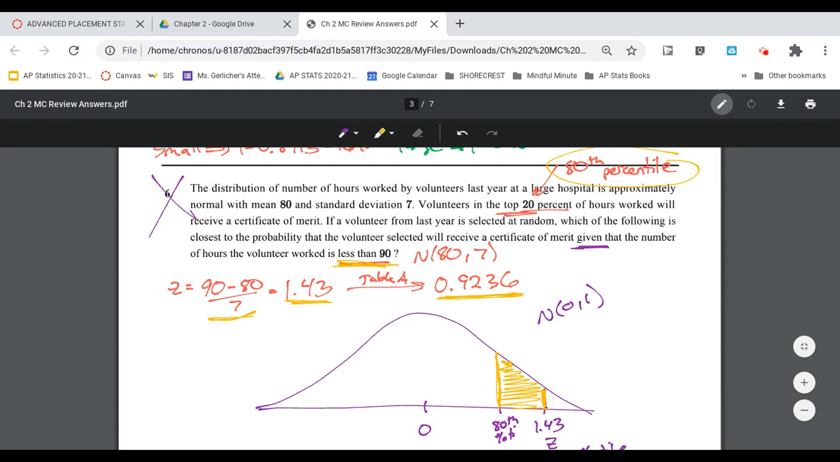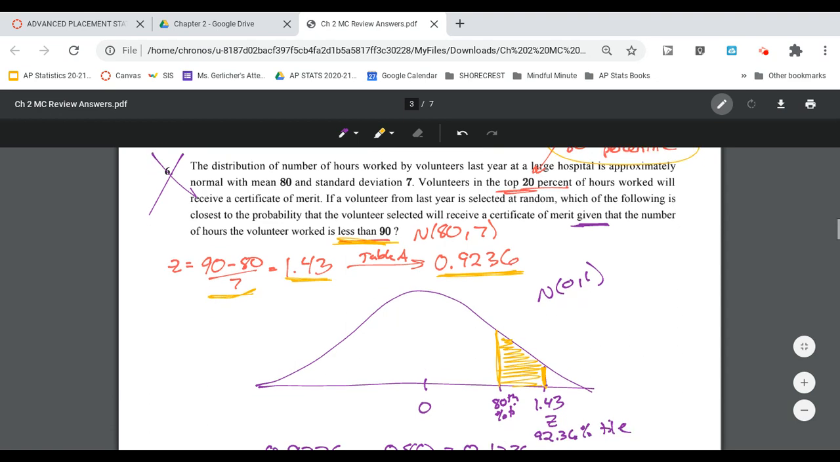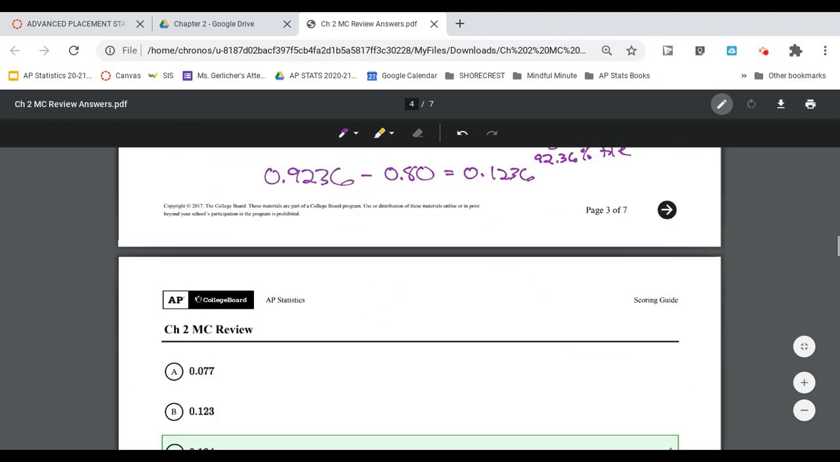I just saw the z-scores and got excited when I assigned it, but I missed that word given, which meant there's probability that's more complicated. So I will tell you guys not to do number 6. Okay.